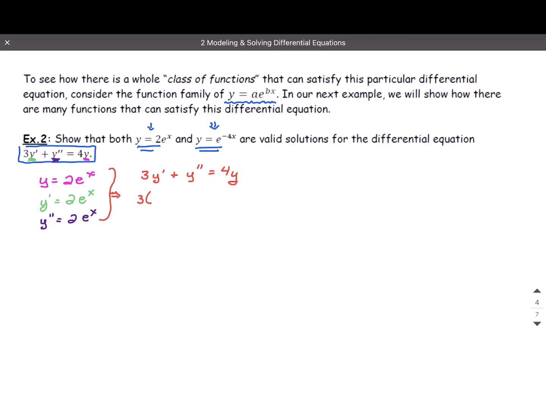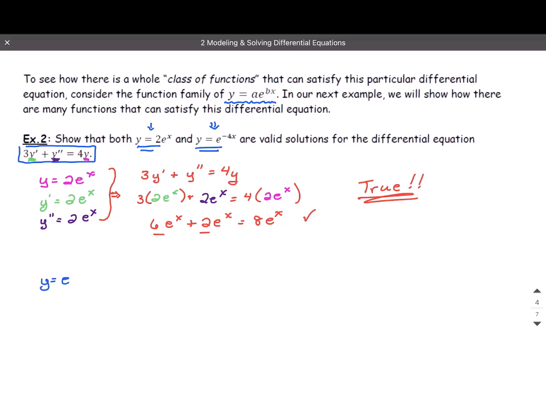We have 3 times, now what was y prime? 2e to the x plus y double prime is 2e to the x equals 4 times y is 2e to the x. Now if we do some simplifying, we have 6e to the x plus 2e to the x equals 4 times 2 is 8e to the x, and notice 6e to the x plus 2e to the x equals 8e to the x. This is true. Awesome. Okay, now let's look at the second solution and see if it works.